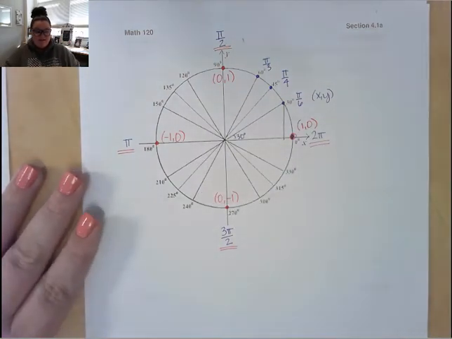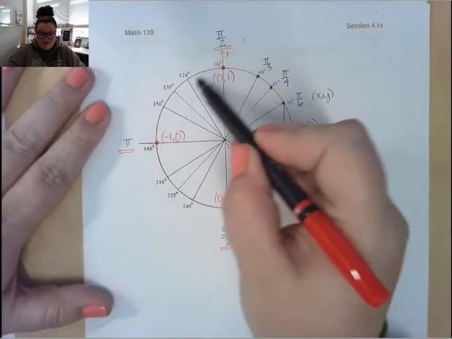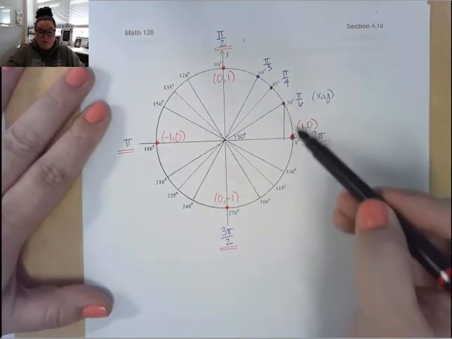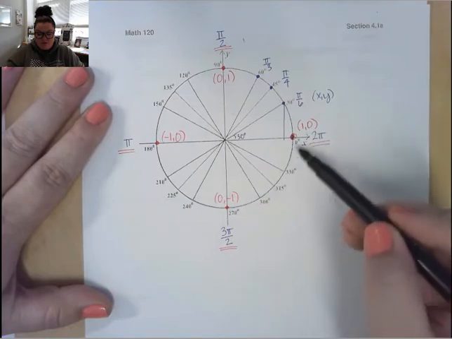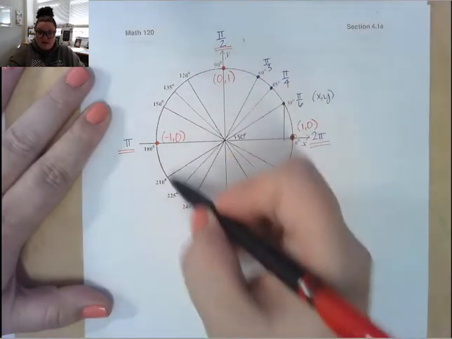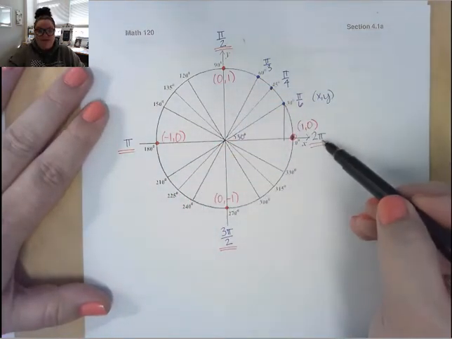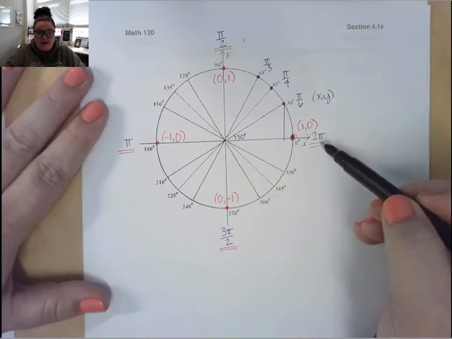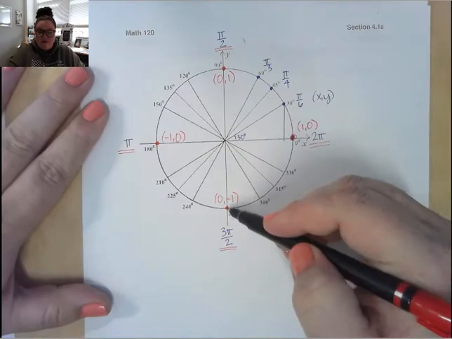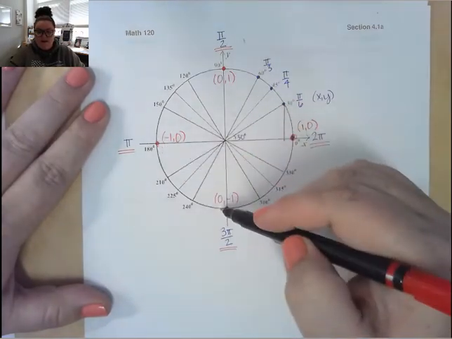Does that make sense? Okay, so notice we can go all the way around the circle, and we're going to call that one cycle, or one wave, when we go all the way around the circle one time. But I could keep going around the circle multiple times, and if I keep going around multiple times, like if I wanted to go all the way to 6 pi or 8 pi or 12 pi, I'm going to be hitting these same numerical values every time I go around and hit a quadrantal angle.